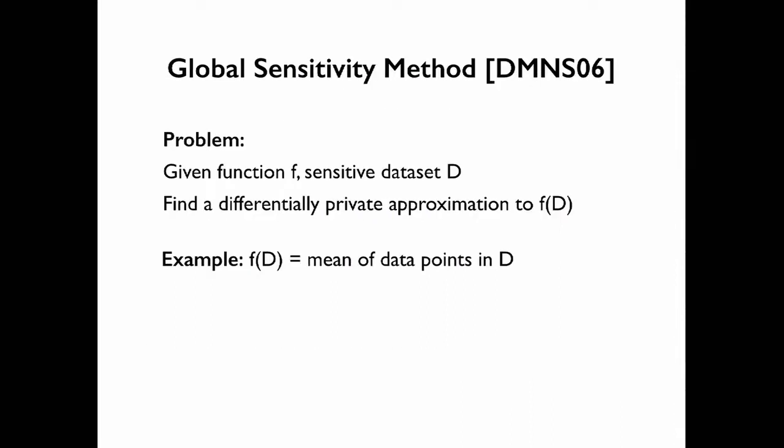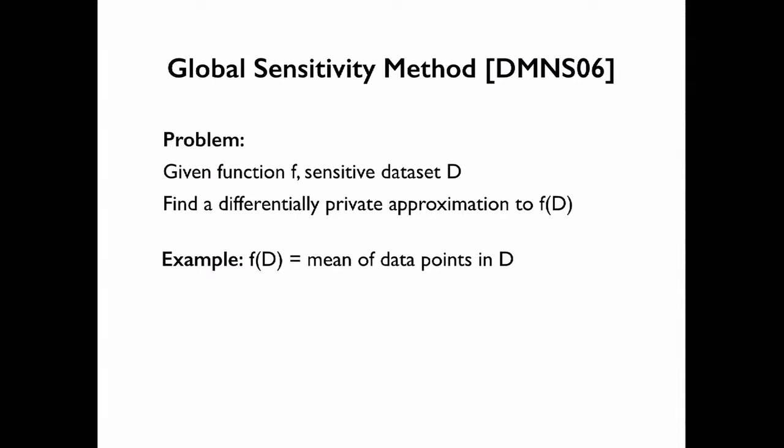So what is the global sensitivity method? It works as follows. You are given a function f and a sensitive data set d. Your goal is to find a differentially private approximation to f of d. Remember, f of d is not going to be differentially private by itself, if f is a deterministic function, so what you need to do is add some randomization. An example of this would be, let's say you have a bunch of data points and f of d is the mean of these data points.